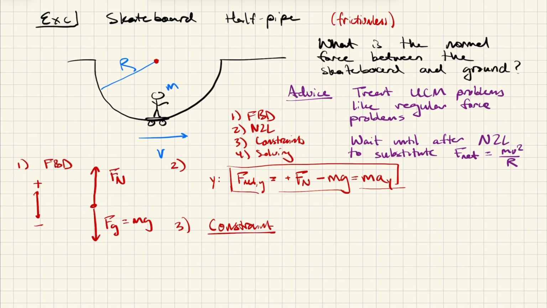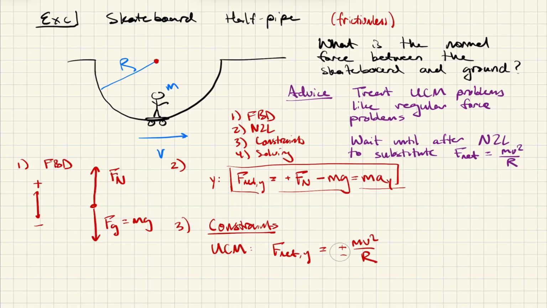Okay, so because this object is undergoing UCM, like we said before, that means we know something about the net force. We know the net force has to be mv squared over r. And the other question we need to answer is whether this is positive or negative, okay?